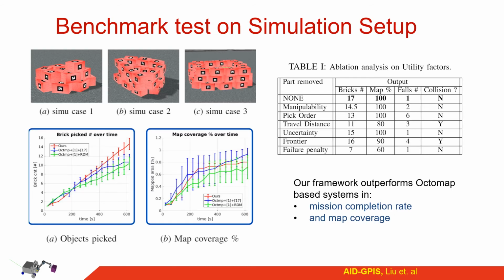For evaluation, we tested our framework in 3 simulated scenarios. Our framework outperforms other schemes based on the occupancy map or random selection strategy in terms of mission completion rate and map coverage. We also performed an ablation study which shows each factor in the NBV selection scheme contributes positively to the overall performance of the framework.